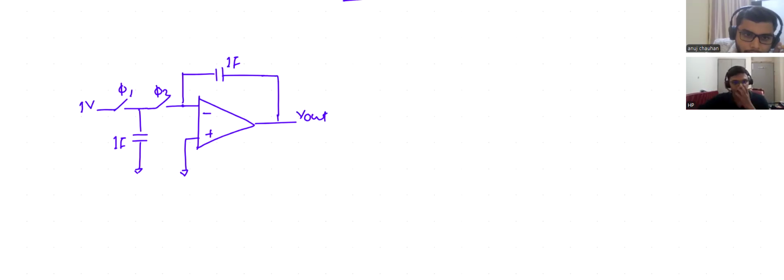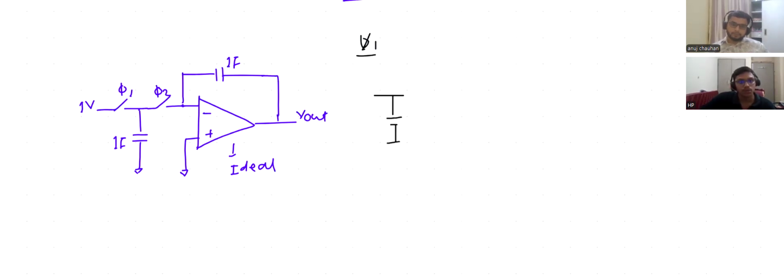The op amp is ideal, and I want the steady state output and also the plot for the output. Phi 1 and phi 2 are non-overlapping clocks again. Similarly, like previous, I will draw a circuit for both phases. This is 1 volt, this is 1 farad. The op amp is disconnected.